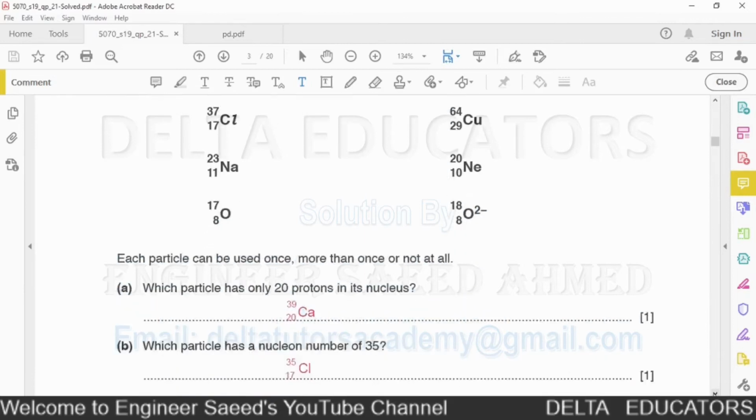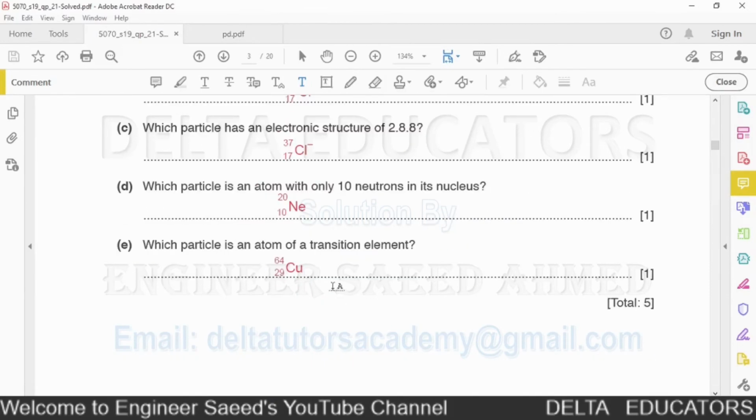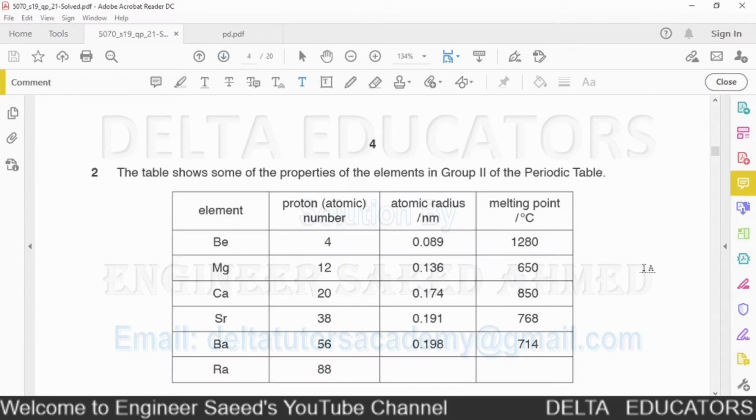So what do we have to write here? We just have to write copper. Now it is the end of the question. Next question. Question number 2. The table shows some of the properties of the elements in group 2 of the periodic table. These are the members of 2A group. This is the proton number of these elements. Here is the atomic radius and here the melting point is given.